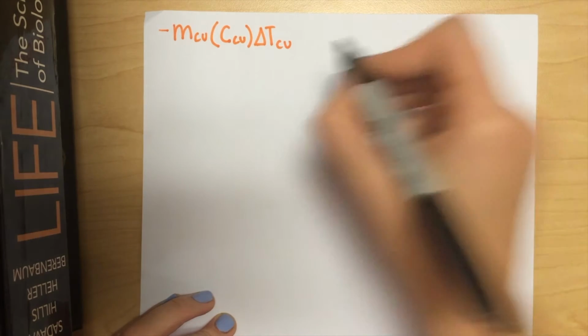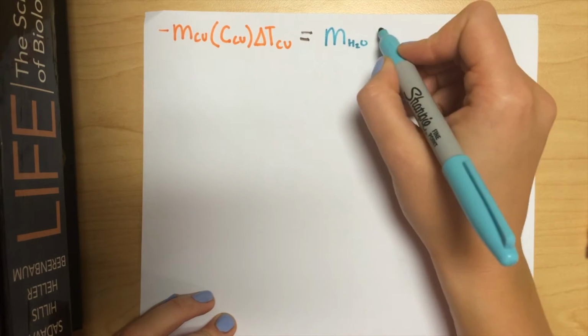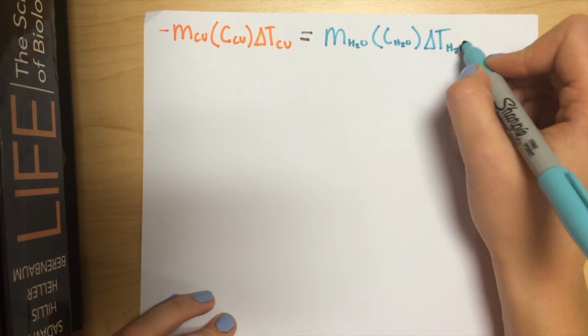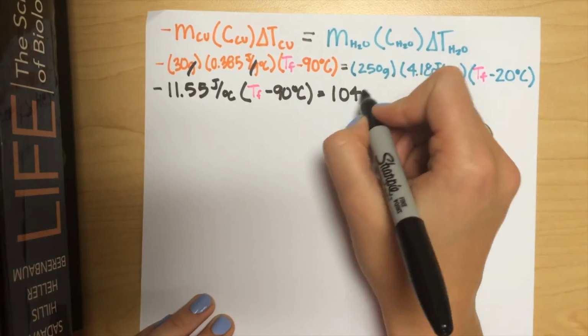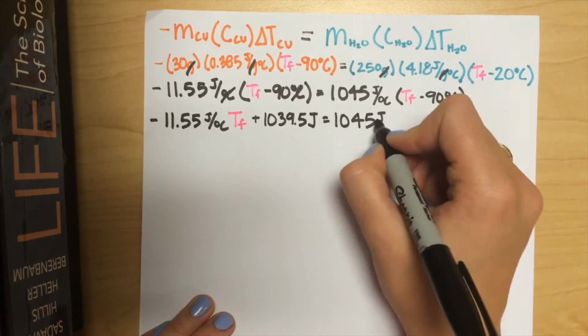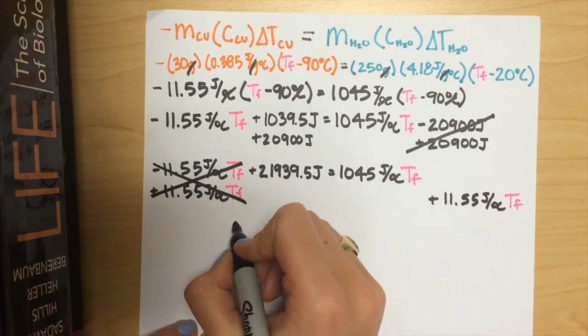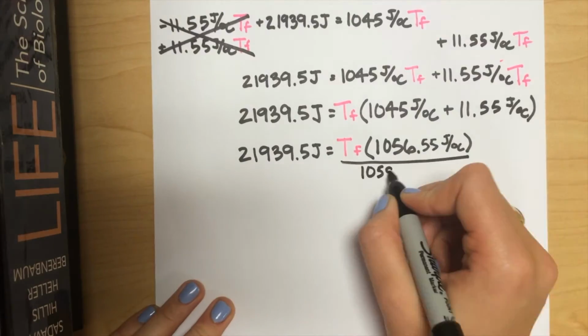Negative mass of copper times delta T of copper times specific heat capacity of copper equals mass of water times delta T of water times specific heat capacity of water. Plug known variables into the equation. Using basic algebra, we can solve for the unknown variable T final. Eventually, all the units cancel out except for degrees Celsius. We end up with an answer of T final is equal to 20.8 degrees Celsius.